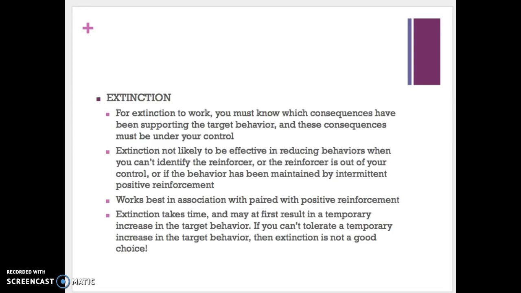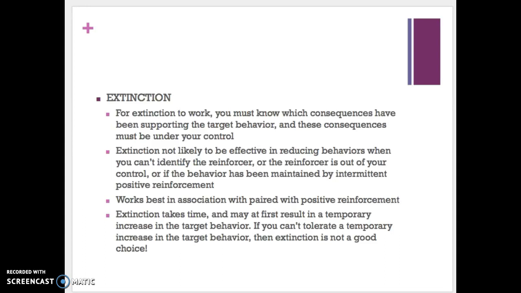So for extinction to work, you must know which consequences have been supporting the target behavior, and these consequences must be under your control. Again, knowing the function. Extinction is not likely to be effective in reducing behaviors when you can't identify the reinforcer, or the reinforcer is out of your control, or if the behavior has been maintained by intermittent positive reinforcement. So maybe that student is engaging in the same behavior in a different classroom and is somehow being reinforced for it, okay? This works best when paired with positive reinforcement.